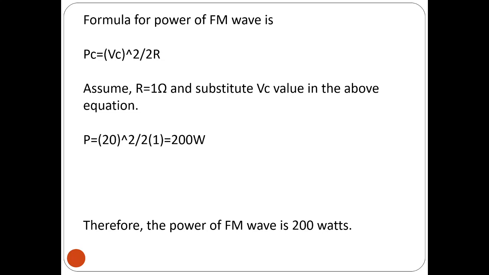Next we have to calculate the power of this modulated signal. So it is nothing but Vc square upon 2R. Again R is not given, so we can assume it as 1 ohm. By putting this value, P is equal to 20 square upon 2, we get 200 watt. So the power of this FM wave is 200 watt.